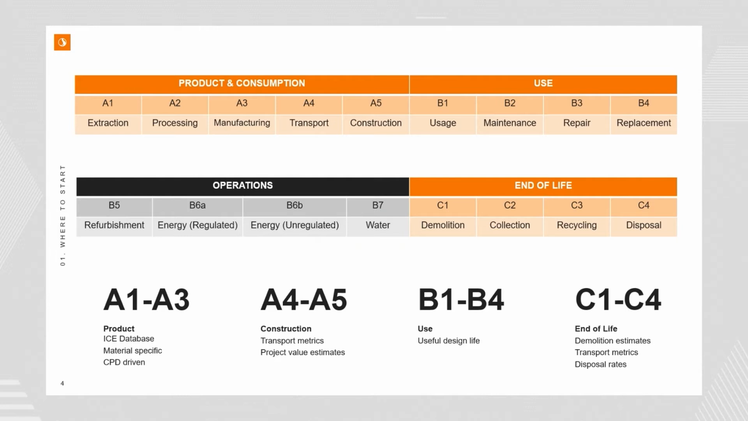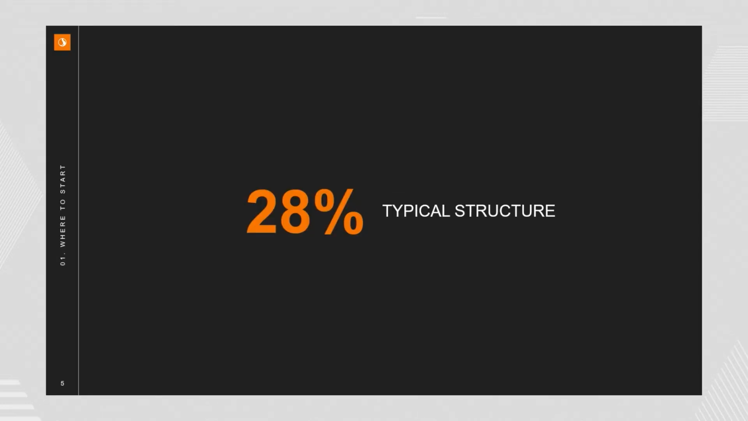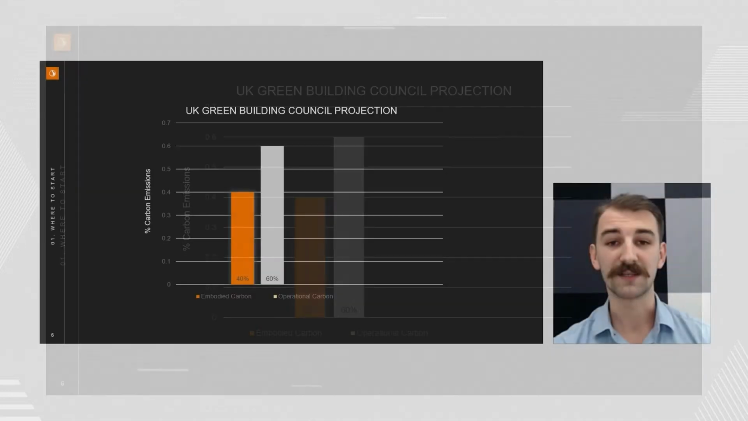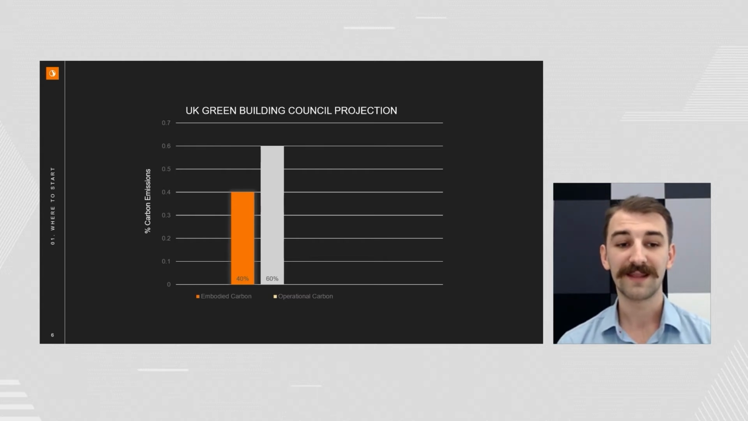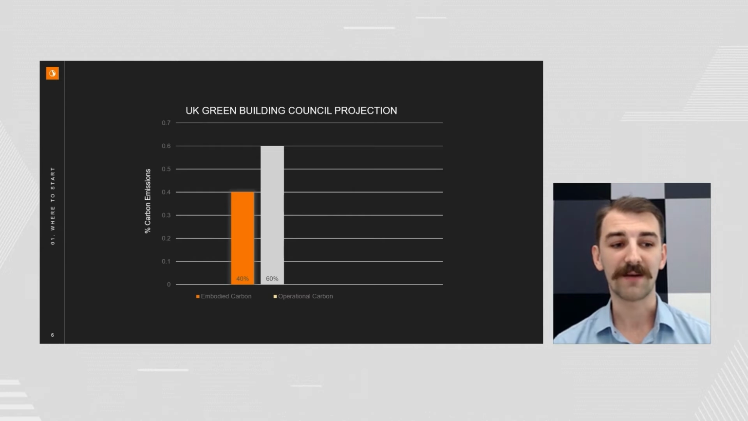In fact, this carbon, what we know as embodied carbon, makes up around 28% of a typical new construction. And as grid decarbonisation continues across the globe, it's expected that embodied carbon emissions will make up about 40% of a structure's total emissions. This leaves embodied carbon as an area in which big sustainability wins can be made.